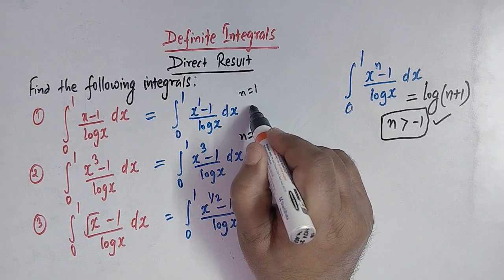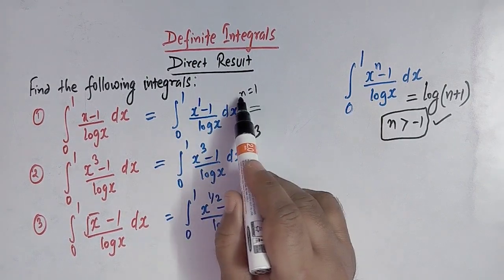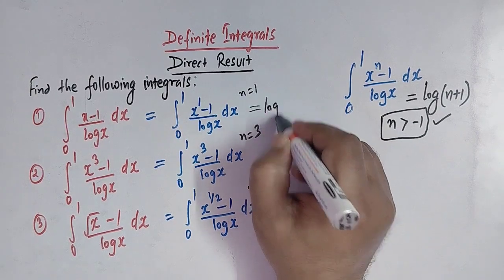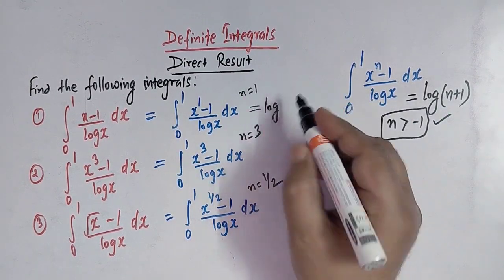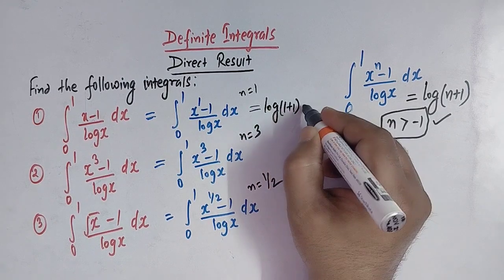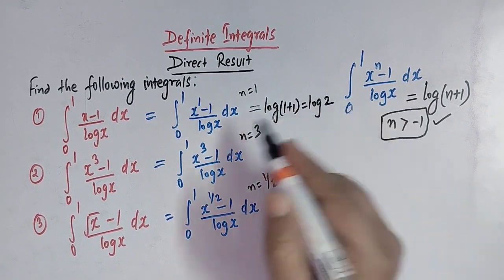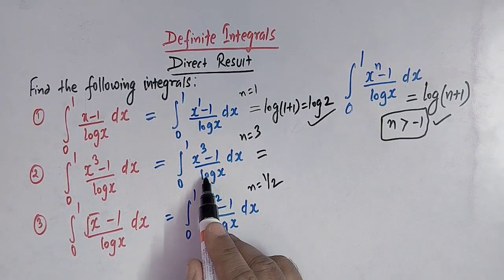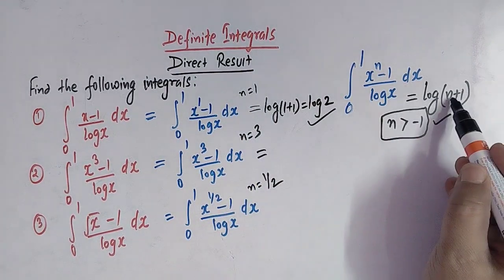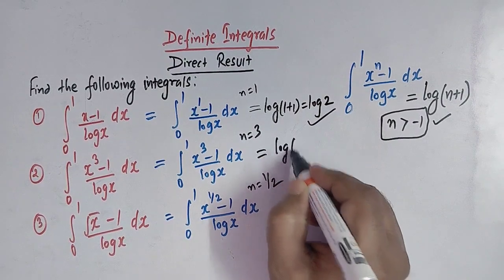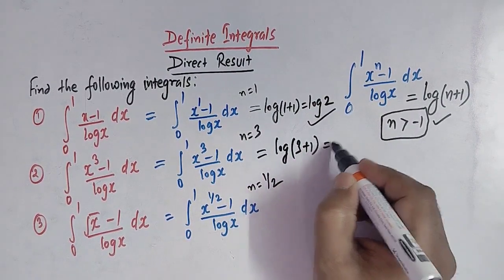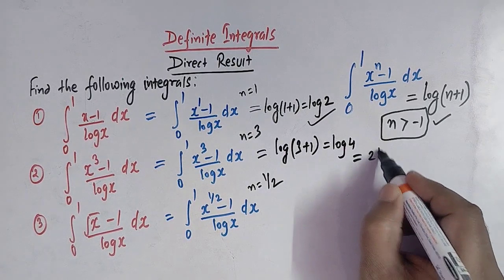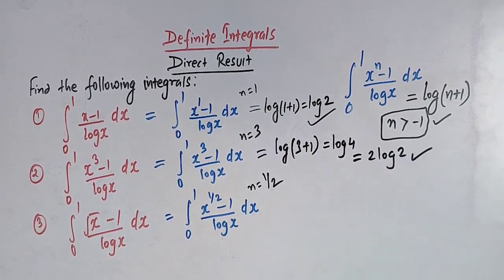Now in the first case, we have n equal to 1, and we can write log of (n plus 1). So n is 1, so we have 1 plus 1, that is log of 2. So the value of this integral is simply log of 2. Now in the second integral, we have n equal to 3. So we can write log of (3 plus 1). This is log of 4, and this can be written as 2 log 2.